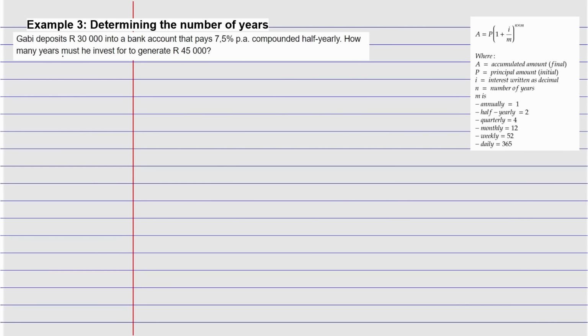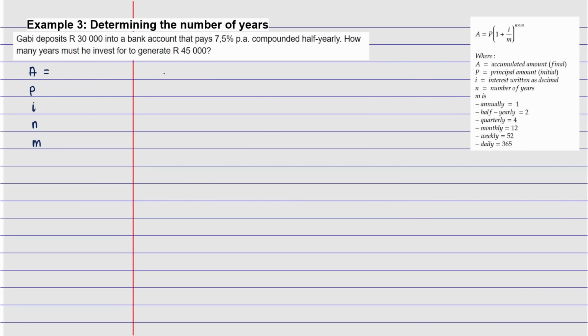It says how many years must he invest for it to generate 45,000. I think the "it" is missing there. We need to know how many years, meaning we're looking for the number of years. So we're going to have A, P, I, N, and M.